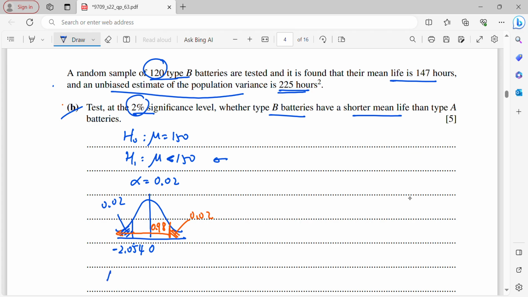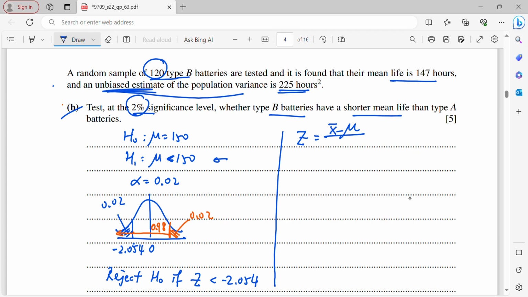Okay, so from here I will write down my rejection criteria, which is reject H naught if the Z is less than negative 2.054. Okay, then from here I will do the calculation. My Z is basically X bar minus mu over, now it's mentioned unbiased estimate of the population variance, so this is going to be the square root of S squared over n.